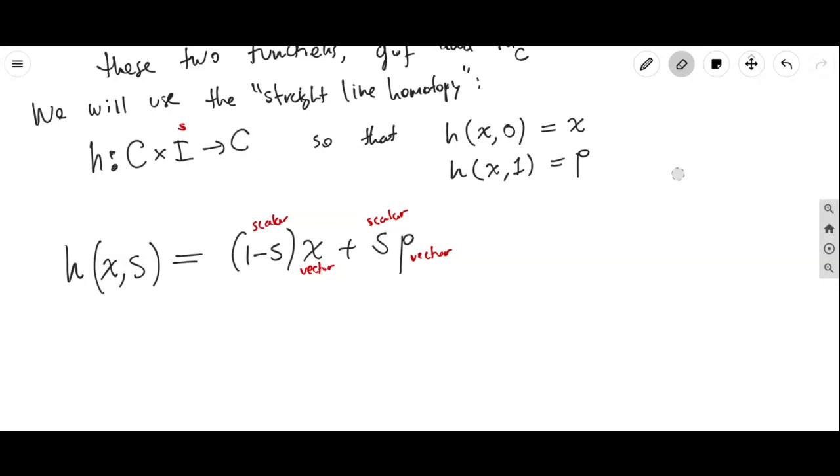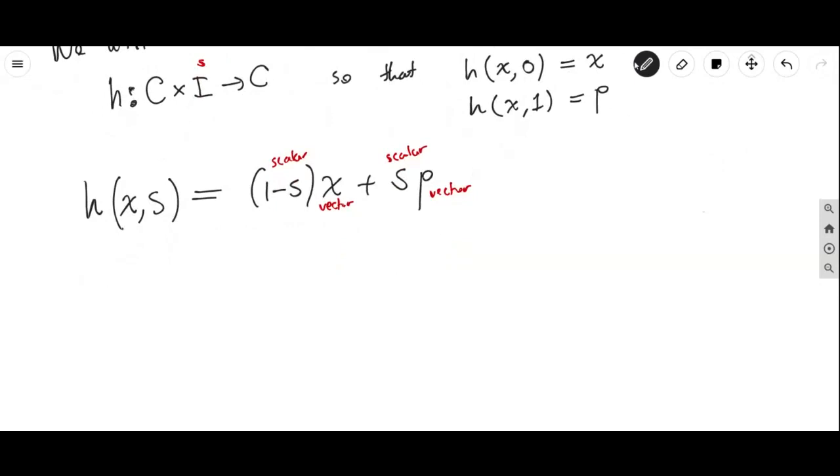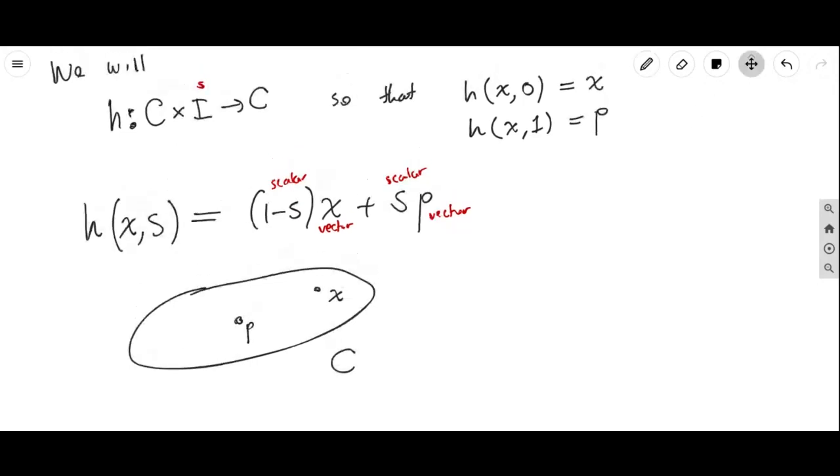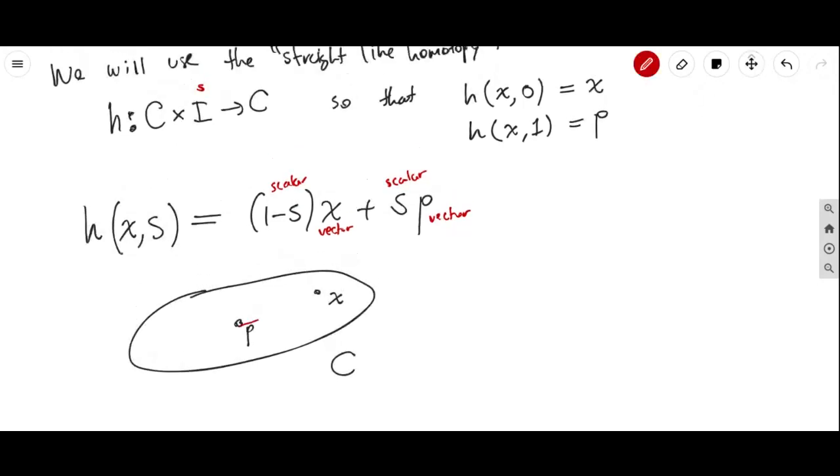And the picture of the straight line homotopy is quite simple. Your convex set, however it might look, you have your point P, and this is your fixed point that you're sort of collapsing everything down to. If you have any other point X in your convex set, you connect it by a straight line. That's why we call it a straight line homotopy.